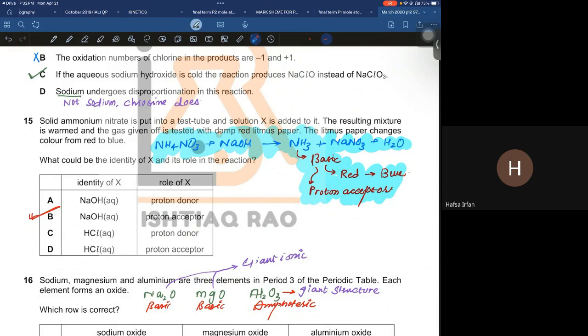So the identity of X is 100% sodium hydroxide, and the role of X: sodium hydroxide is a base. So what is the definition of a base? It's a proton acceptor. That's why option P is correct.